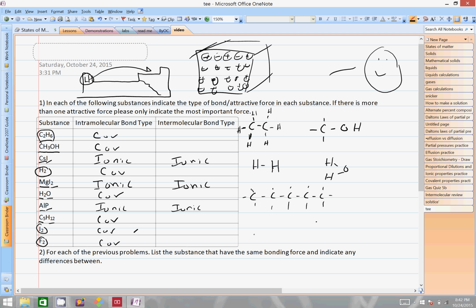Alright, so what about the intermolecular forces? And again, this is just standard information which you could use to answer a multitude of different questions.